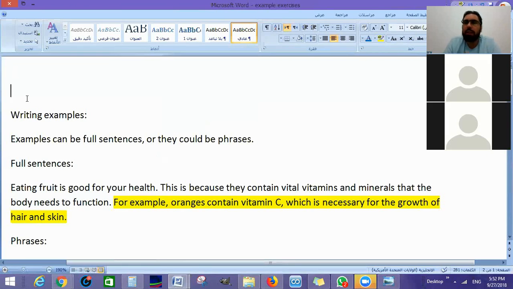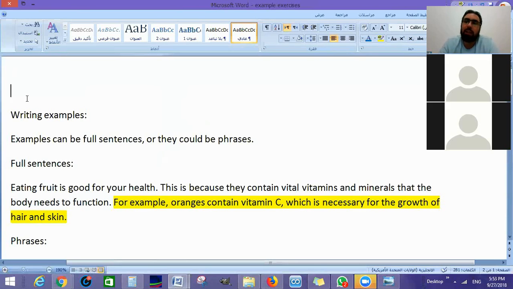Some people think that examples need to be full sentences, like one or two sentences. That isn't the case. Many times I say to students, why don't you write the examples? And they say, oh, I don't have time to write all of these examples. Now, examples don't have to be sentences. They can just be a phrase, like such as, for example, for instance, and then you give one or two words.